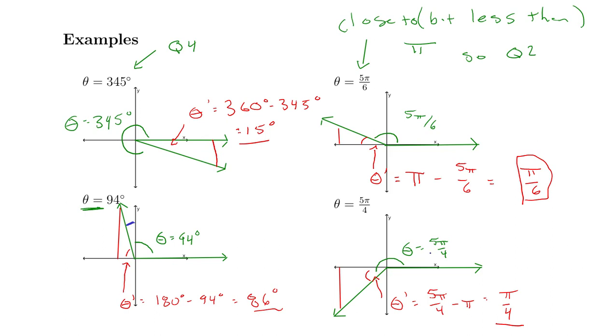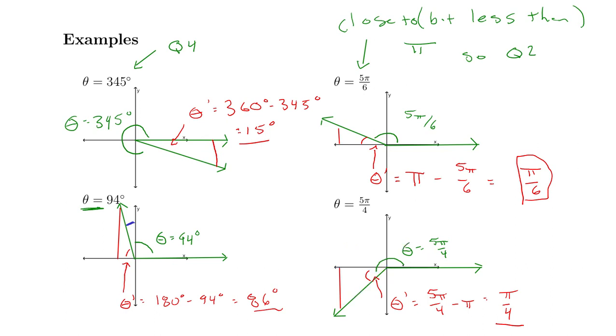5 pi over 4, people struggle sometimes with radians, so let's talk through this. I know that if I divide this thing up into pi over 4s, pi over 4 is here, 2 pi over 4 is here, 3 pi over 4 is here, 4 pi over 4 is here, that's pi. So 5 pi over 4 is going to be right here in the third quadrant.